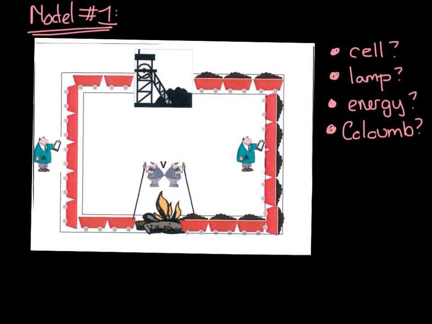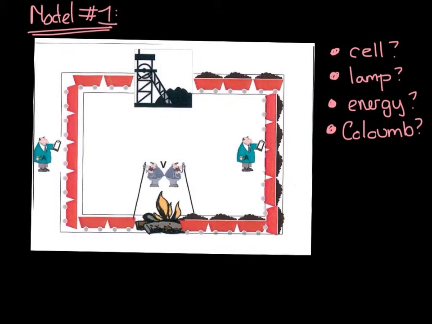Now, the first thing for you to do is to pause the video and have a think, by looking at the model, of what you think represents the cell, what represents the lamp, what represents the energy, and what represents the coulomb. A coulomb is a unit amount of charge. So it's, in the case of an electrical circuit with metal wires, a group of electrons, delocalized electrons because of the metallic bonding, would form a coulomb.